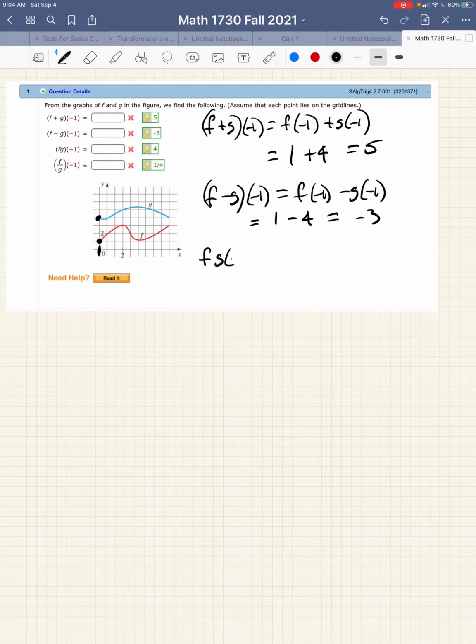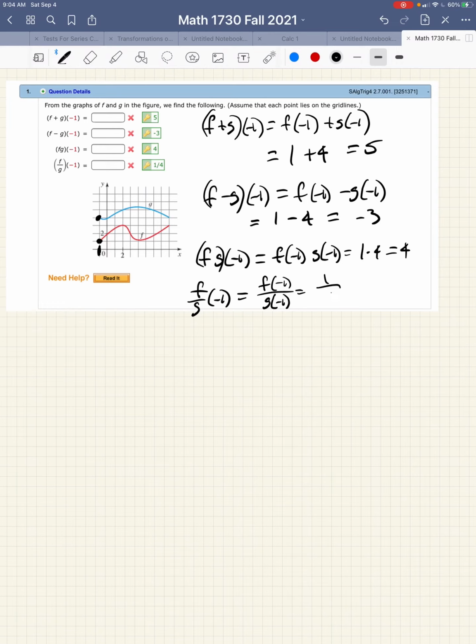f times g of -1 is going to be f of -1 times g of -1, which would be 1 times 4, or 4. f divided by g of -1 would be f of -1 divided by g of -1, which we can do as long as g of -1 is not 0, and it's not, would be 1 over 4.